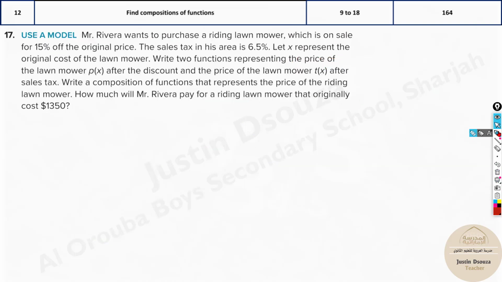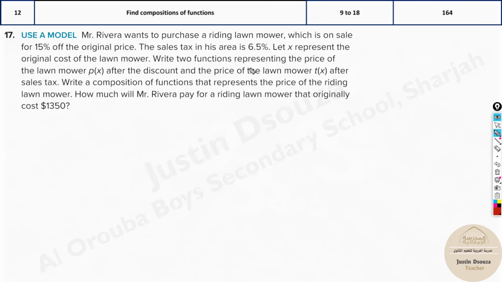And now we have a real world problem. Mr. Rivera wants to purchase a riding lawnmower which is on sale for 15% off the original price. The sales tax in his area is 6.5%. Let X represent the original cost of the lawnmower. Write two functions representing the price of the lawnmower P of X after the discount and the price of the lawnmower T of X after sales tax. Write a composition of the function that represents the price of the riding lawnmower. How much will Mr. Rivera pay for the riding lawnmower that originally cost $1,350?